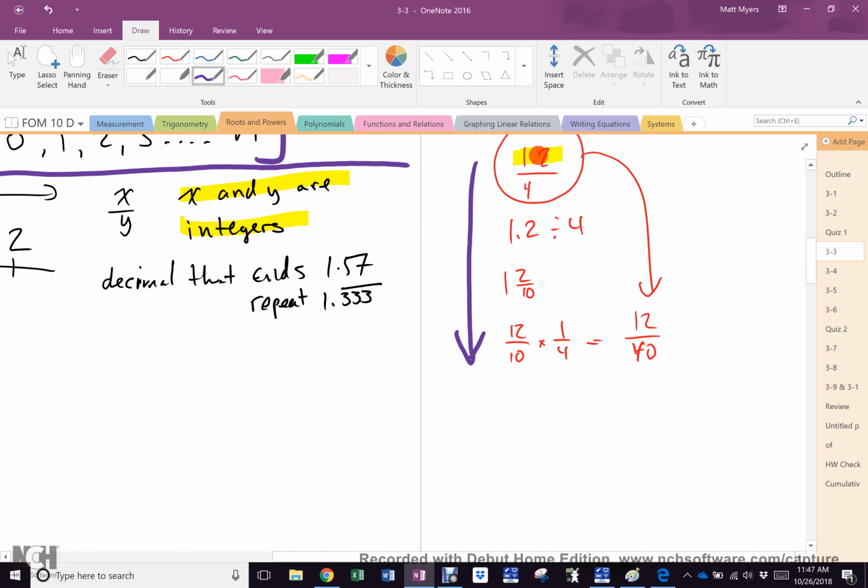Now, I know that none of you think of this all the way through to this point. When you see that, right away, you're going to go to your calculator, 1.2 divided by 4. And you're going to get whatever that decimal is. Well, that decimal is 12 divided by 40. Everybody cool? Once, twice, thrice? Okay.